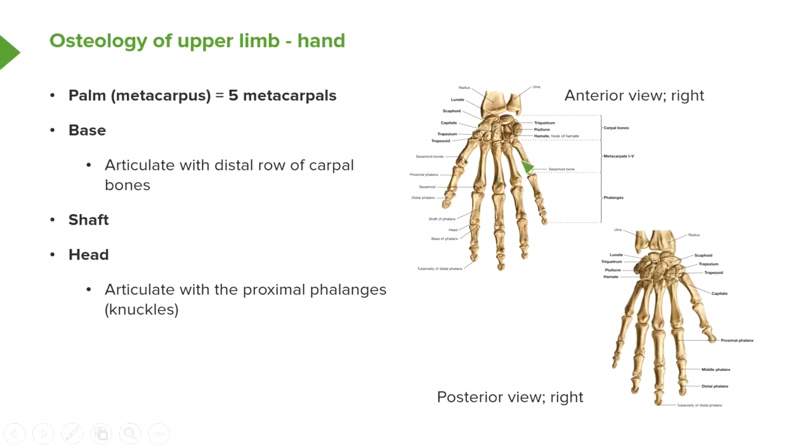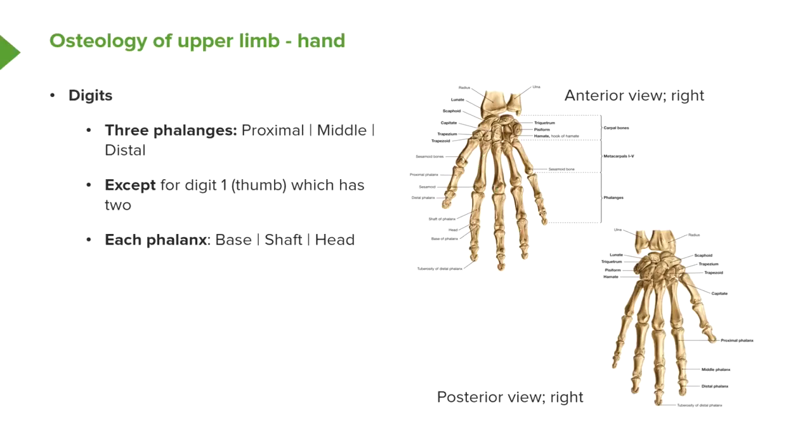We have a nice shaft here, which we can see, and then we have a head. And the heads of the metacarpals form the knuckles, which you can see on your own hand. And these articulate with the proximal phalanges of the digits. So each individual metacarpal will have a base, a shaft, and a head. The head articulates with the proximal phalanges.